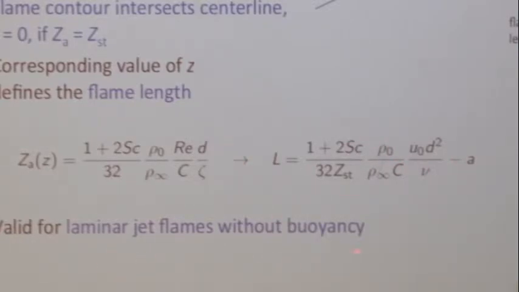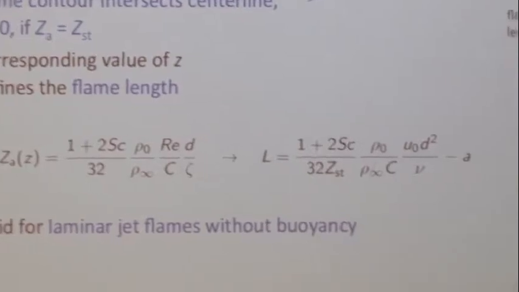This would be valid for a laminar flame without buoyancy, so a momentum-dominated flame. And all we want to look at is how this looks. So first of all, you see that the flame length for this laminar flame, so I take L divided by D. D is the nozzle diameter. L divided by D is then proportional to the Reynolds number. Okay? So the larger the Reynolds number, the larger the flame length. That's exactly what we saw. And actually it's linear. If you double the speed, then you double the flame length.